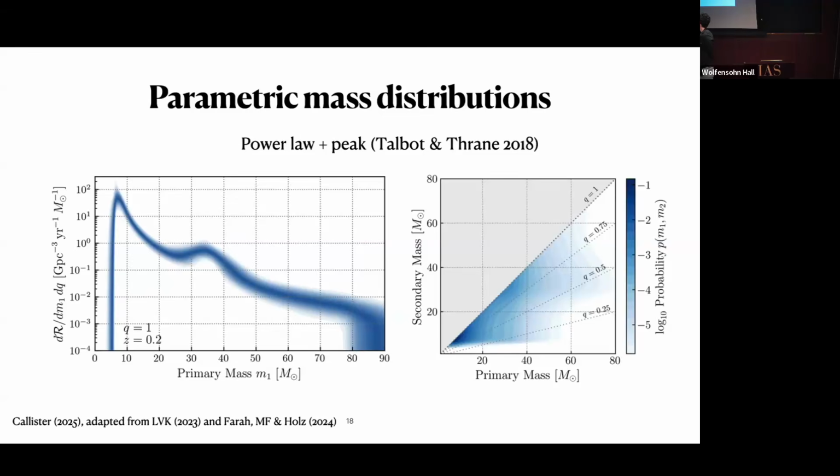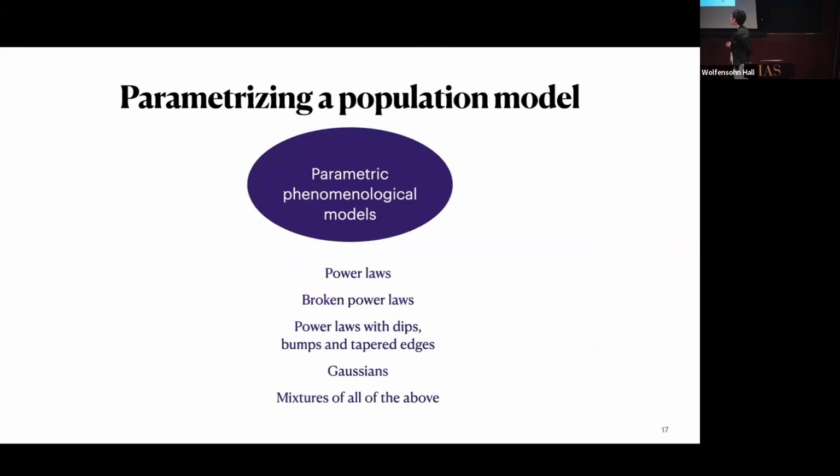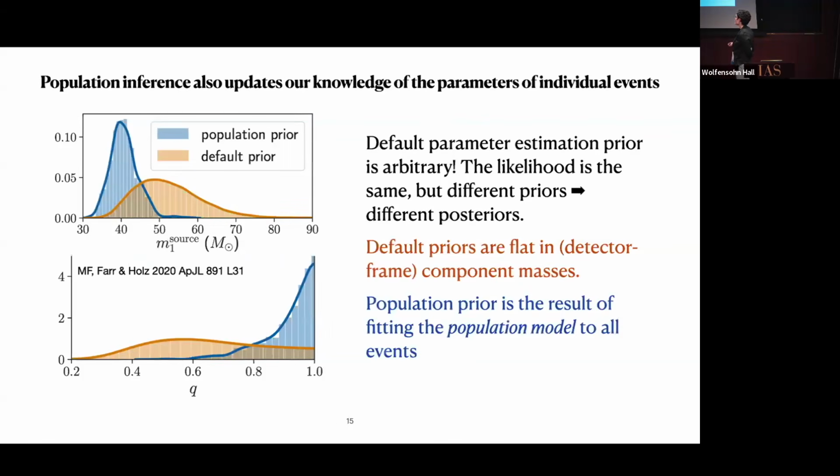Yeah, so for this plot, this is just my fault, because I just put a sharp maximum mass cutoff in the power law and never fit a population model where the rate goes to 0.